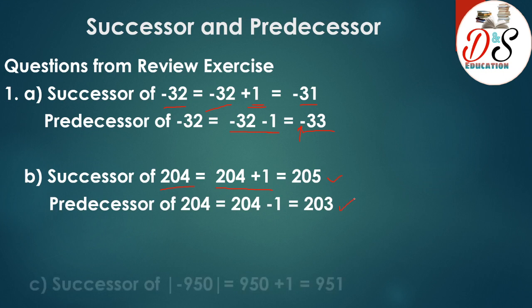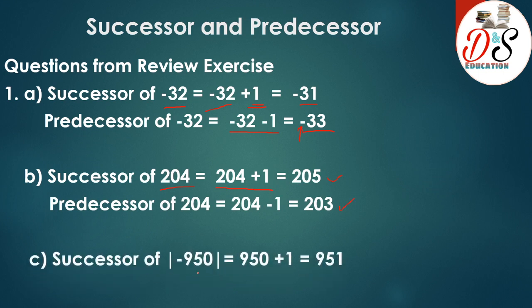Now moving on, we have a question: find the successor of the absolute value of -950. First we have to find the absolute value of -950, that is +950. Now we have to find the successor, so we add +1. After addition we got 951 as the successor of the absolute value of -950.